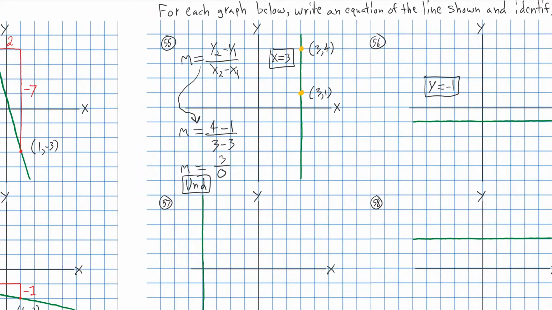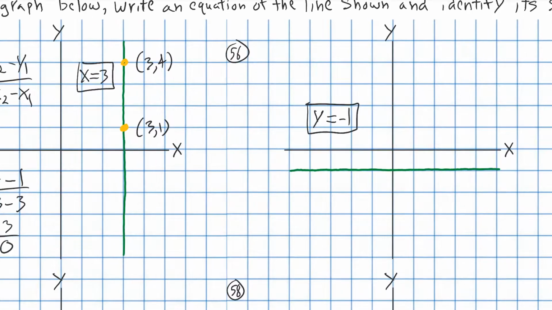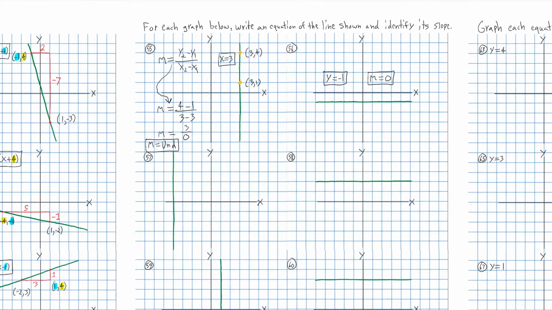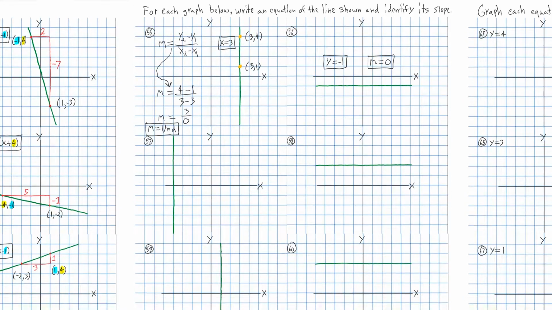By the way, I should have written m equals undefined. M is undefined. So up here we can write m is always equal to 0. The slope of a horizontal line is always equal to 0. So as you can see, these problems are really easy. They're all going to be pretty much the same.